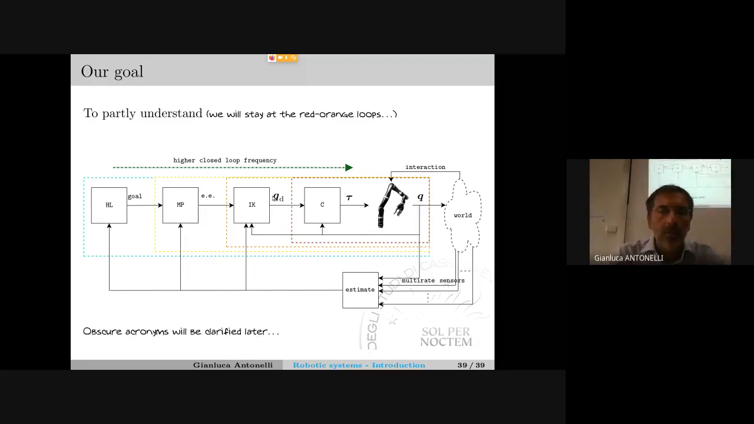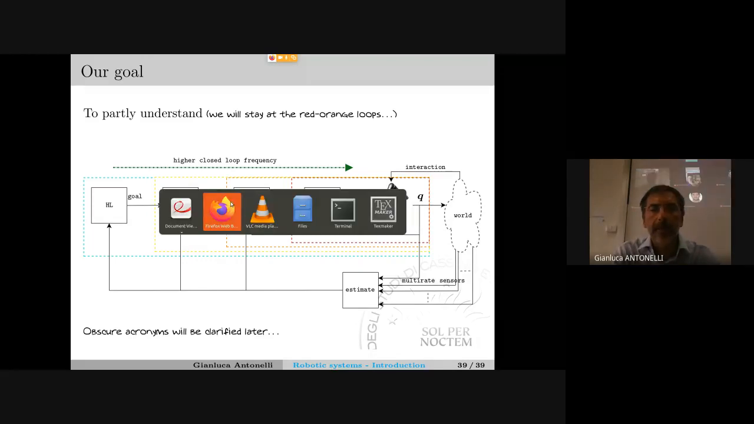Then there are two outer loops, the yellow and the blue one. This is something that we are not going to do in this class. It is something that we need and we do have in our lab in order to make some experiments that are a little bit more fun than just moving from A to B. But in this class, we will keep our attention on the red and orange control loops, and it will be quite complex already. Ci siete sempre?